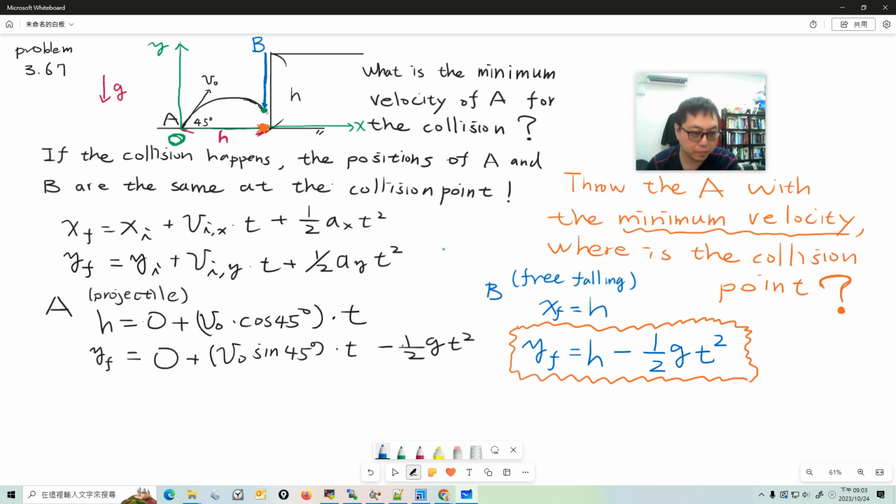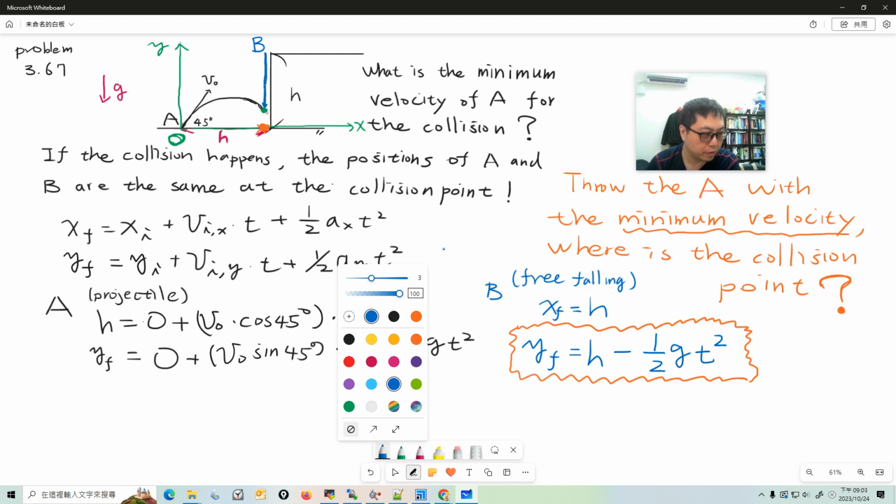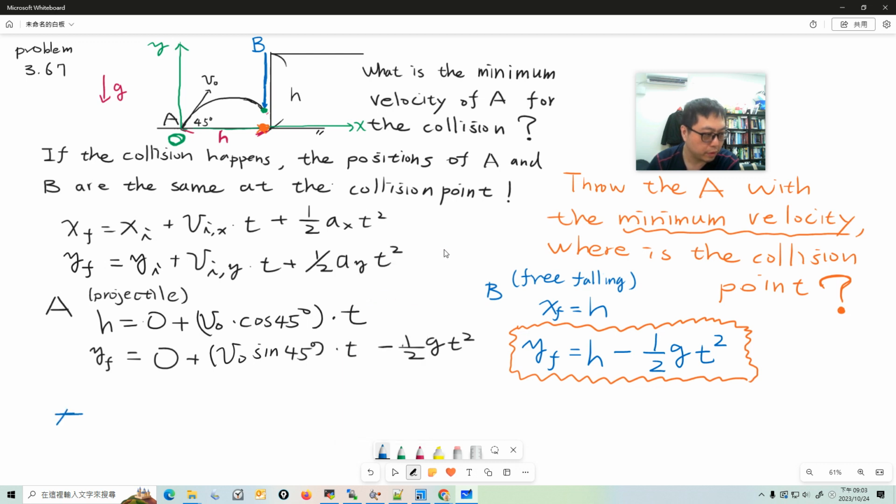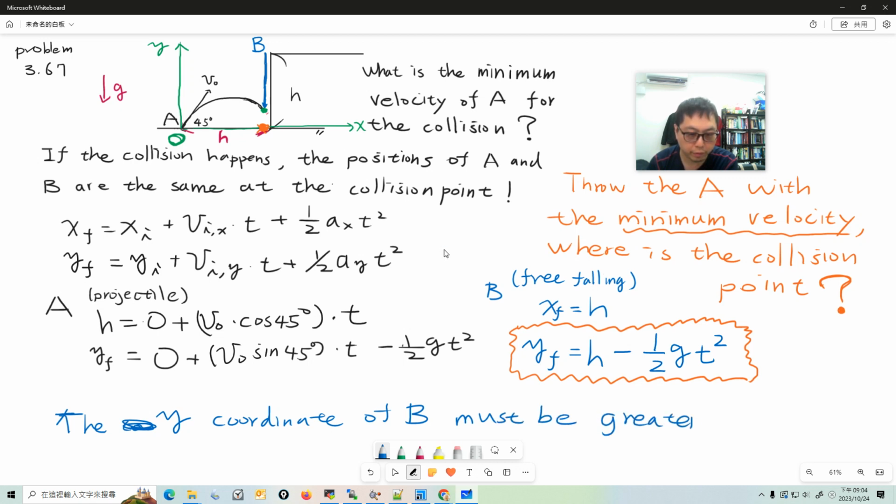That means the y coordinate of B must be greater than zero.